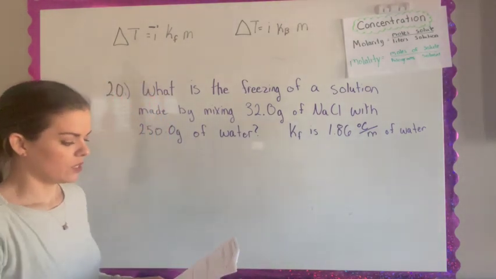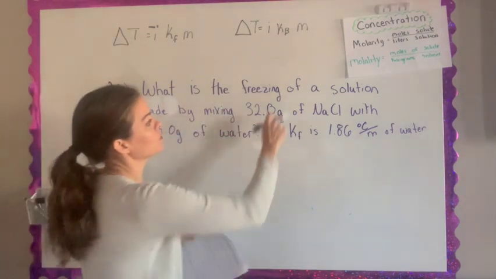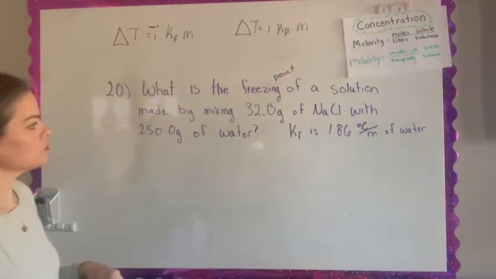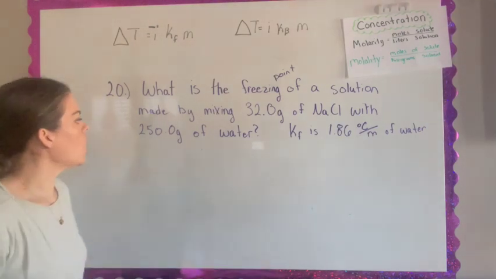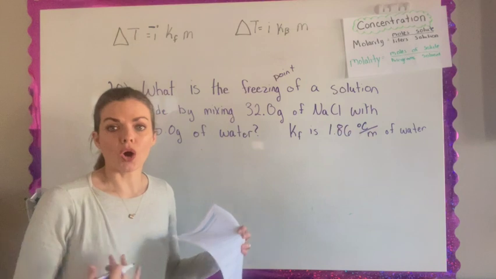All right, so for this question, it asked us what is the freezing point of a solution made by mixing 32 grams of NaCl, table salt, with 250 grams of water. And then it gives us the K, our constant.